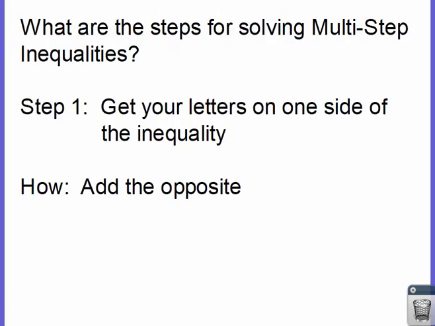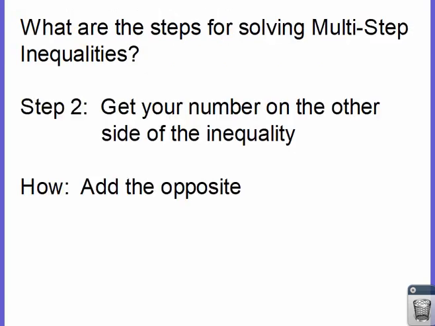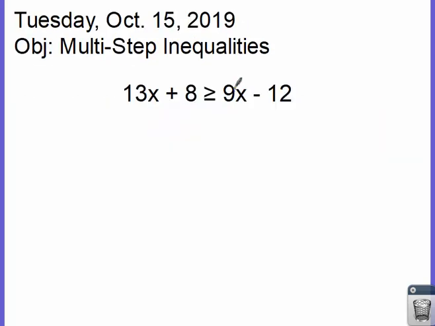Step 1, we need to get our letters on one side of the inequality. And how do we do that? By adding the opposite. So I know this 9x is a variable and this 13x has a variable as well. So I will need to move my 9x over here to my 13x, okay? Step 2 tells me I need to get the number on the other side of the inequality by adding the opposite. So I move my 9x to this side, to the left side. So that means I would be moving my 8, my positive 8, to the right side with my negative 12.